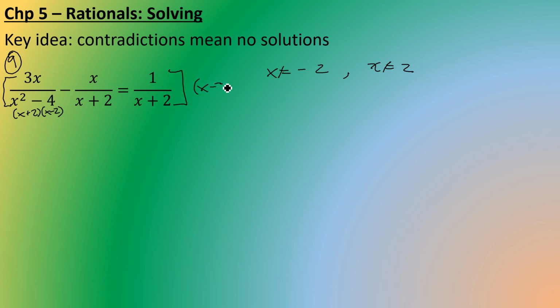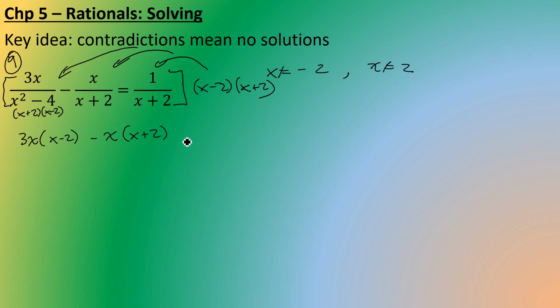Multiply by the common denominator, whatever that happens to be. Distribute. Then I get 3x times x minus 2 minus x times x plus 2. The x plus 2's cancel, so this should be minus. This one, everything cancels, so that should be gone. And then over here on the right, x minus 2. So, don't know. My brain discontinued.